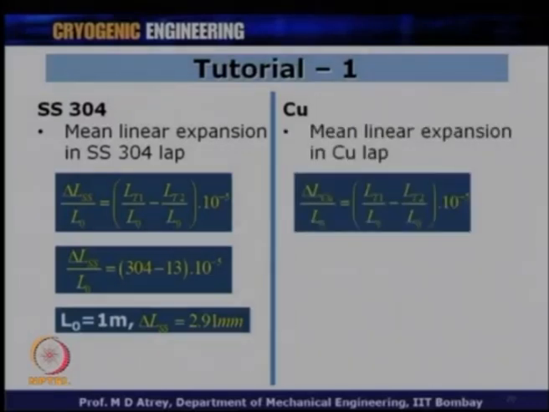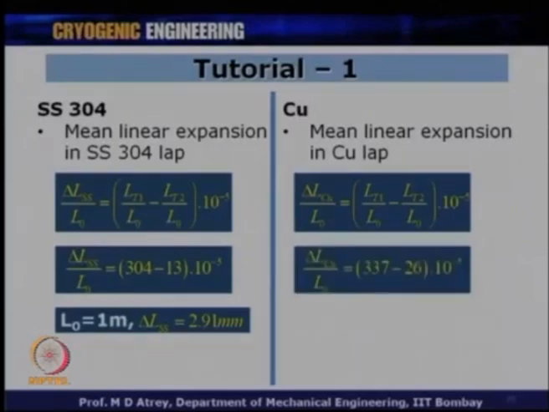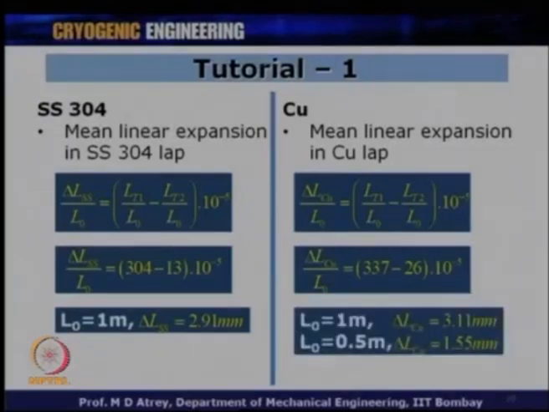For copper, if you do the similar calculation, we have del L Cu by L0 is equal to LT1 by L0 minus LT2 by L0. LT1 by L0 for copper is 337 at 300 Kelvin. LT2 by L0 of copper is 26 at 80 Kelvin. But these values were meant for L0 equal to 1 meter. So, at L0 equal to 1 meter, del L Cu is going to be 3.11 millimeter, while if the length is only 0.5 meter, it will be half of that, and del L Cu will be 1.55 millimeter.